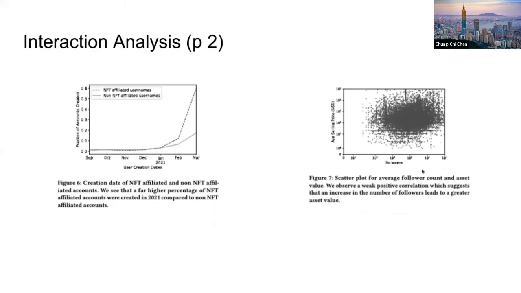Then we looked at the popularity of the users themselves. The graph on the left divides the users into two parts, one with the word NFT in their usernames and one without. As you can see, the users with the word NFT in the usernames shot up in the first 3 months of 2021, meaning that these accounts could be specifically created for the hype of NFTs. Then we looked at the correlation between the popularity and the selling price of the NFTs. The graph on the right shows a correlation plot between the follower count of the users and the selling price of the NFTs that they were tweeting about. Even though it's a weak positive correlation, we can still say that follower count does affect the prices positively.